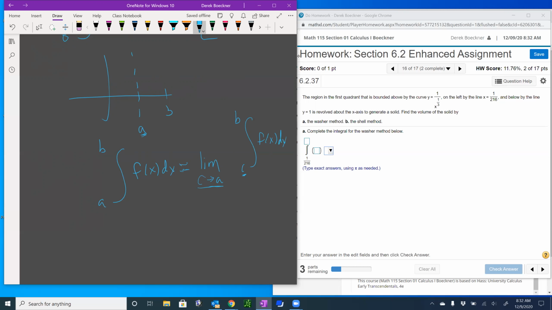And so this one, 16, has an asymptote at 0, and 1 over 216 is really close to 0. So this is just getting you thinking about this type of limit stuff, which you'll see in Calc 2 later in section 6. I think it's like 6.5 maybe.